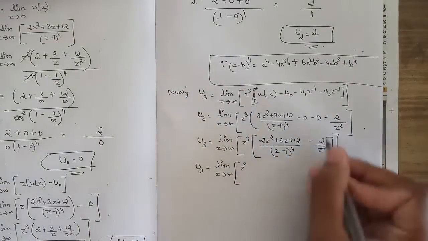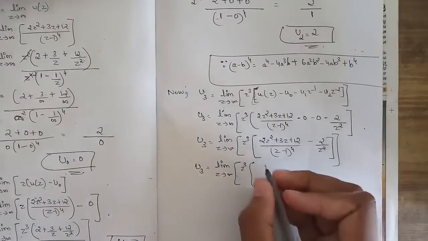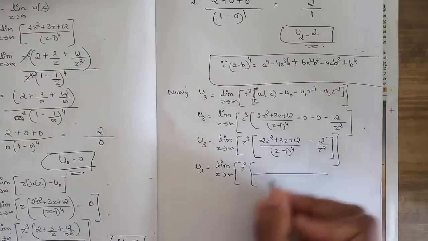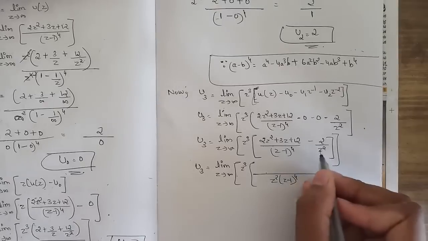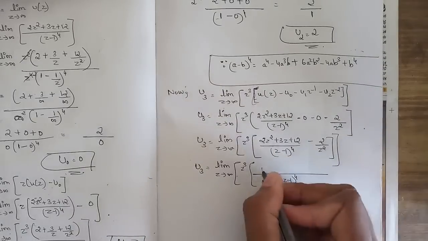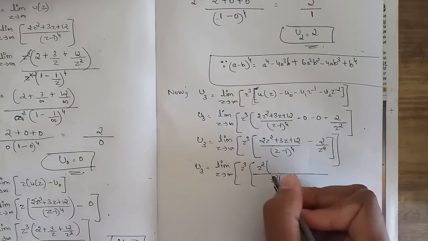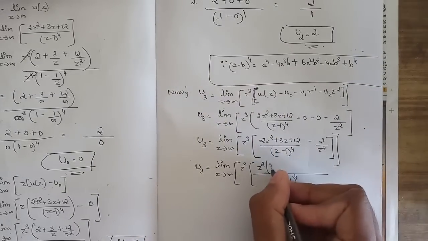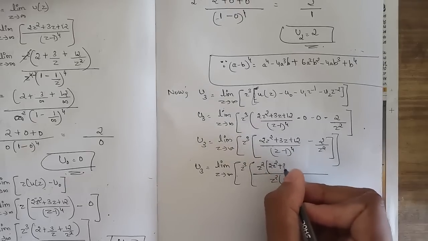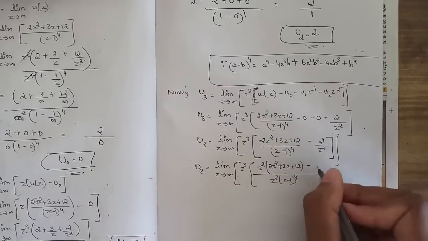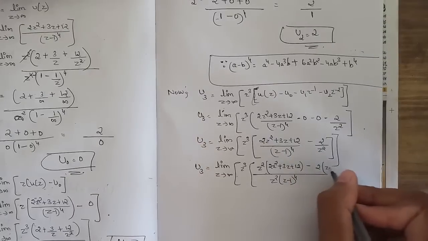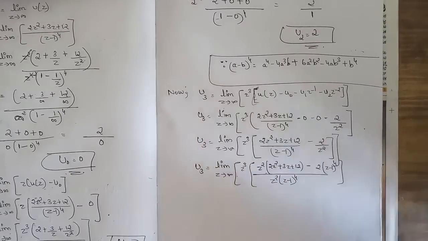So now let's take the LCM for these two terms. Let's first write the denominators by multiplying, and now z square into 2z square plus 3z plus 12 minus 2 into z minus 1 whole to the power 4, right?